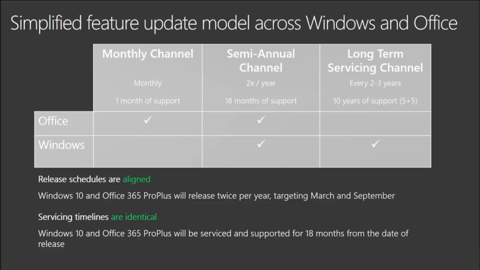So just to show you the simplified feature update model across Windows and Office, because they're combining the two. In fact, Configuration Manager has the same release schedule, because that's what you're going to use to deploy Windows, right? So with each version of Windows and Office combined, there'll be twice a year a semi-annual channel, and every 2 to 3 years you get a long-term servicing channel that will be set for 10 years. So those timelines will be identical for Office 365 and for Windows.